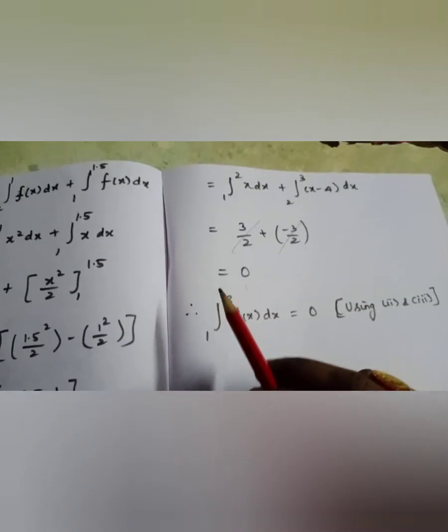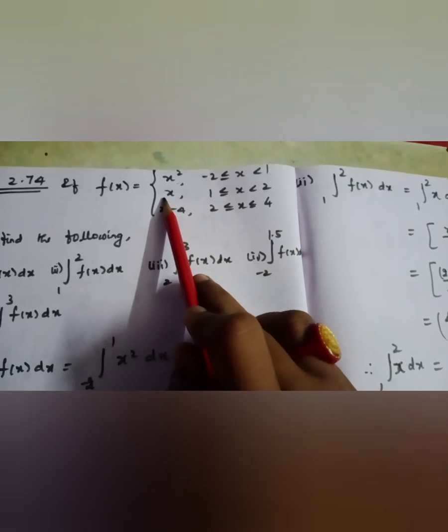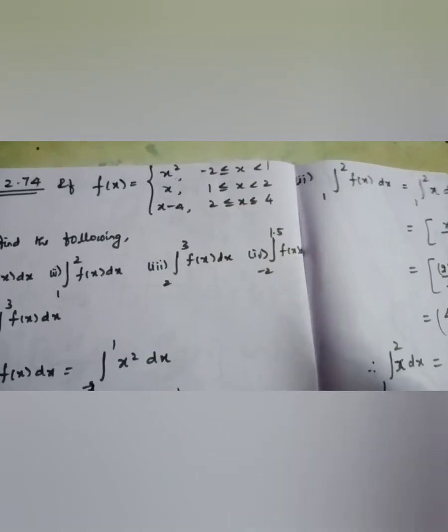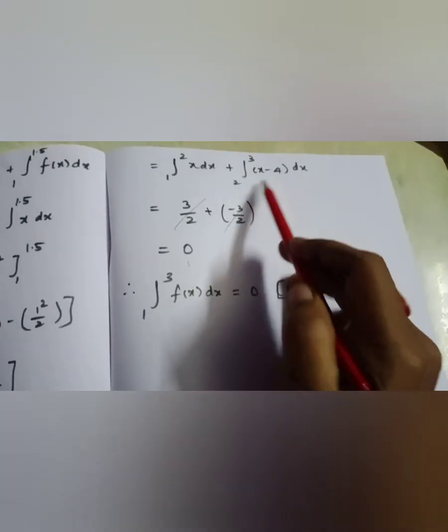And this is a very important sum. See, 1 to 2 is x. And anything between 2 and 4, it is x minus 4. So we are substituting and taking the values there. Okay, so this is how we have to do.